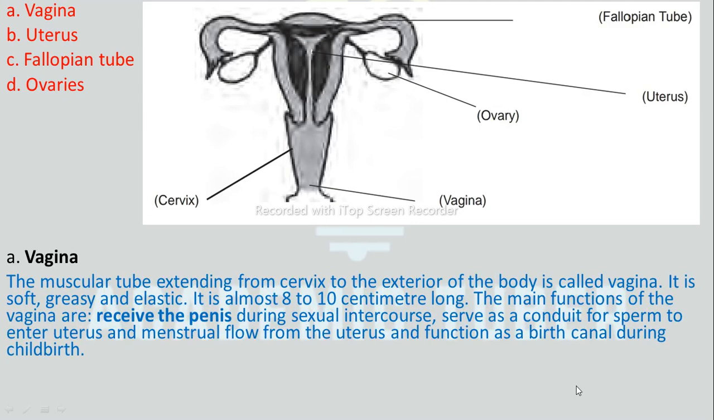Vagina. The muscular tube extending from the cervix to the exterior of the body is called the vagina. It is soft, greasy, and elastic. It is almost 8 to 10 cm long. The main functions of the vagina are to receive the penis during sexual intercourse, serve as a conduit for sperms to enter the uterus and for menstrual flow from the uterus, and function as the birth canal during childbirth.